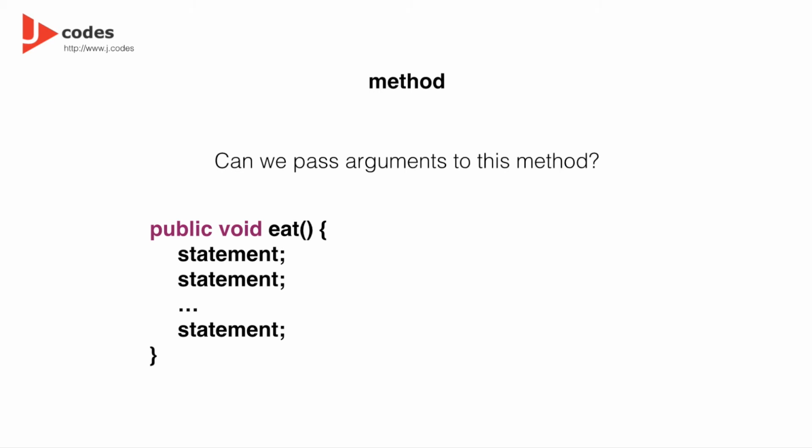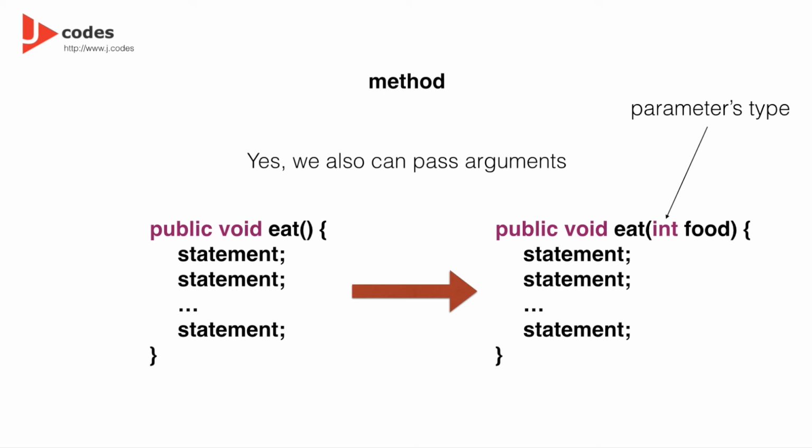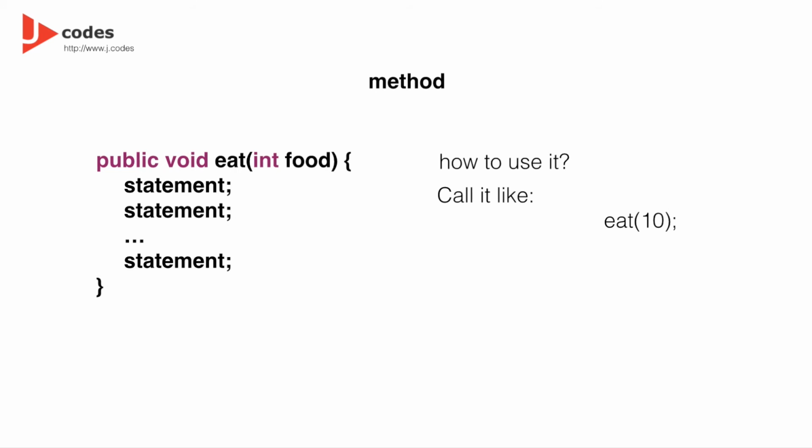Can we pass arguments to this method? Yes, we can. We just need to change our eat method a little bit by adding a parameter in the brackets. We should declare the type of parameter this is too. Just put the type right in front of each parameter. In this example, we use an int type parameter named food. It will allow the caller to call it by passing an integer. Here's the way we call it. We pass an integer 10 to the eat method.